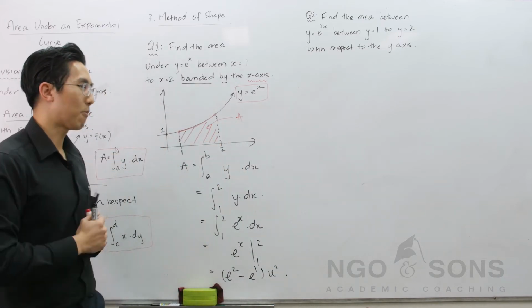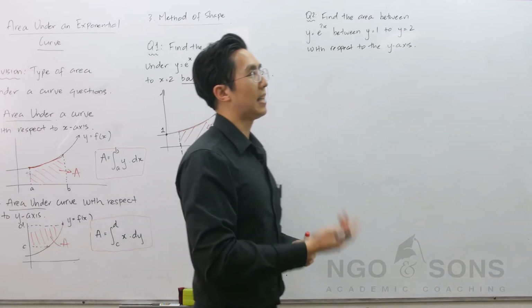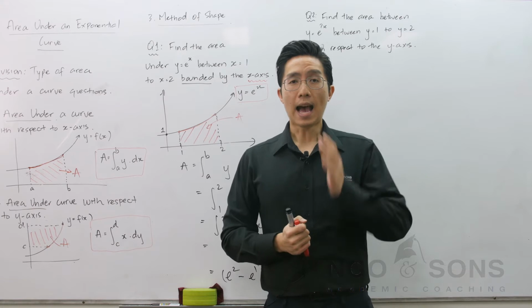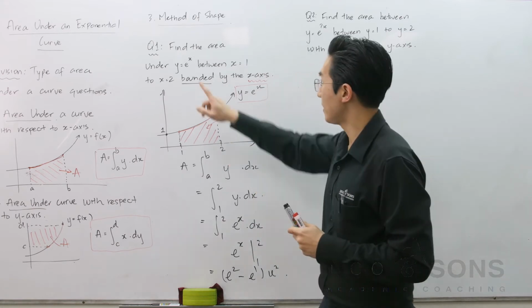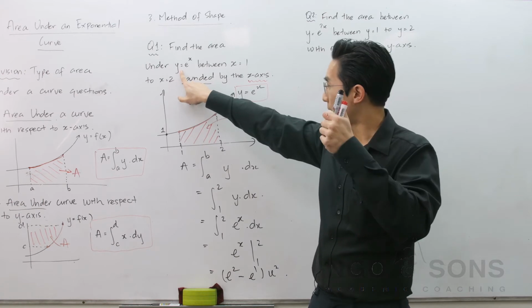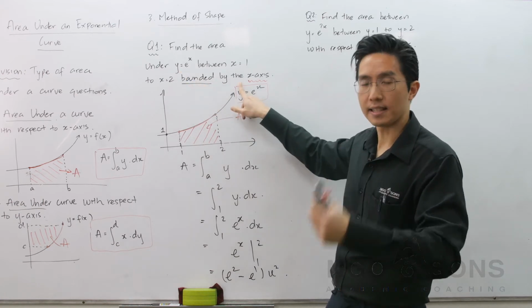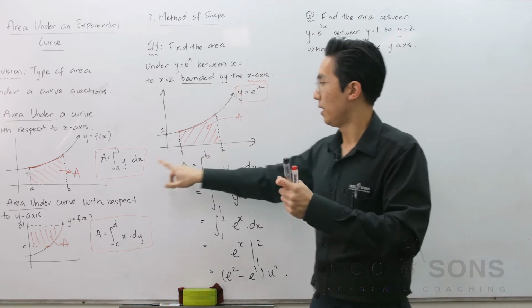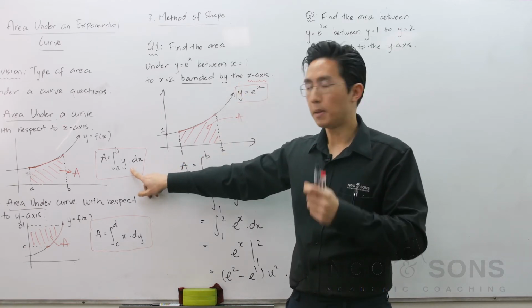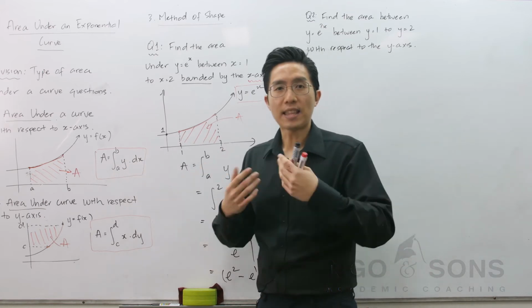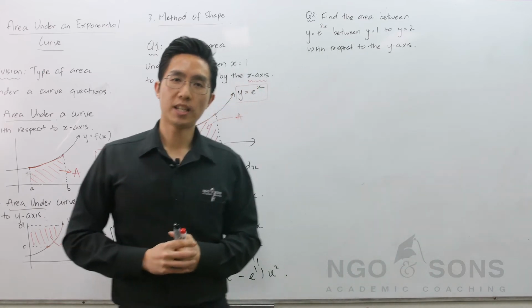Okay, so in summary, what did you learn in example or question number 1? What you learned is how to find an area under a curve. In this case, it's an exponential curve bounded by the x-axis. Since it's bounded by the x-axis, you need to remember to use the x-axis formula, which is integral a to b y dx. Okay, so that's what you learnt in question number 1.